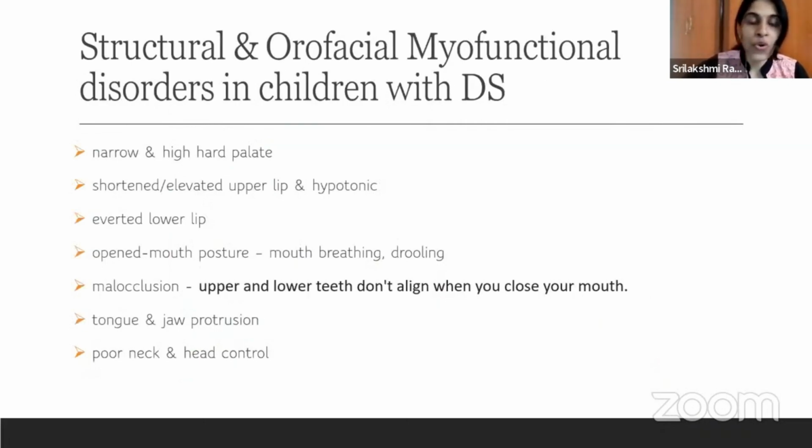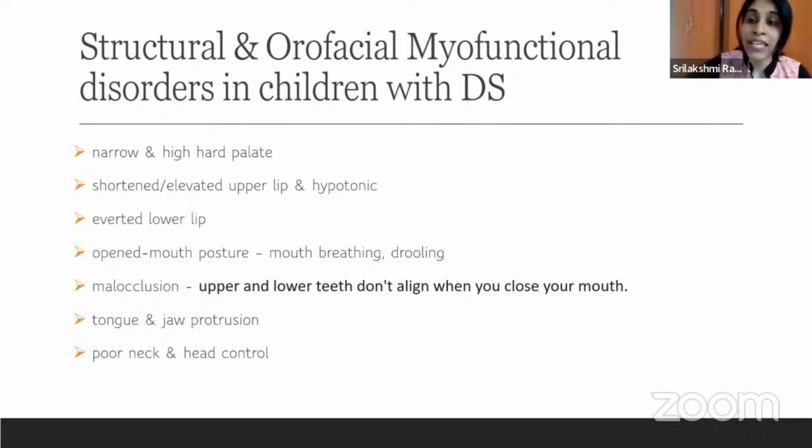So let's look into what are the structural or orofacial myofunctional disorders in children with Down syndrome. They have a narrow and high hard palate, shortened elevated upper limb and hypotonic, averted lower limb, and open mouth posture. Because of this, they have a mouth breathing pattern and a lot of drooling. And malocclusion, which is when upper and lower teeth don't align when they close their mouth, and they have tongue protrusion and jaw protrusion.